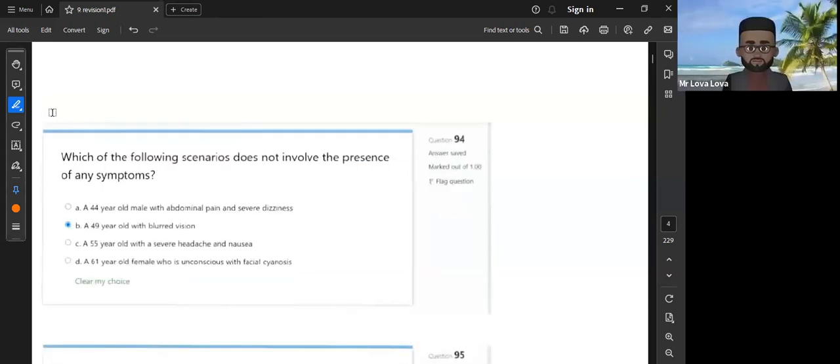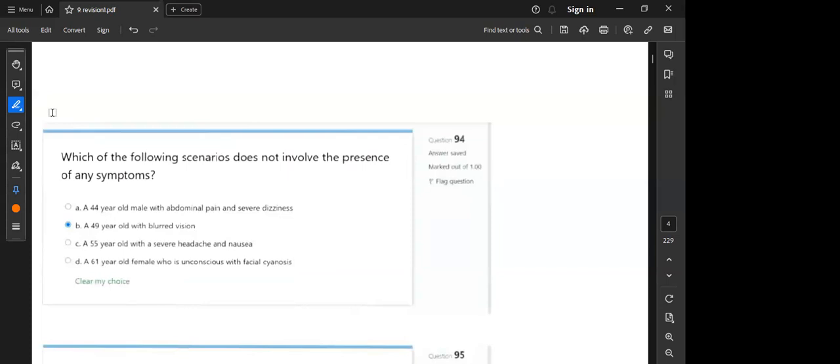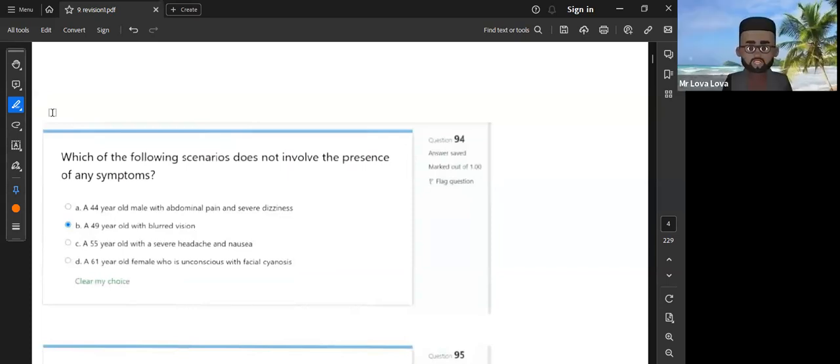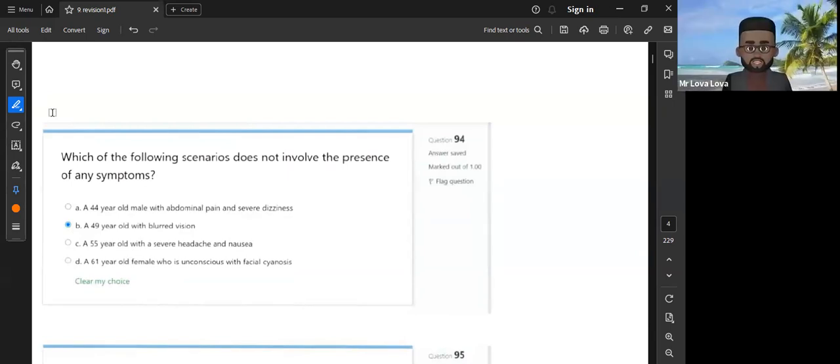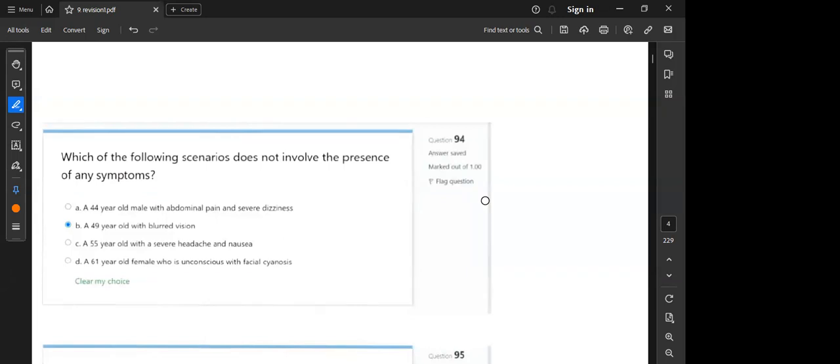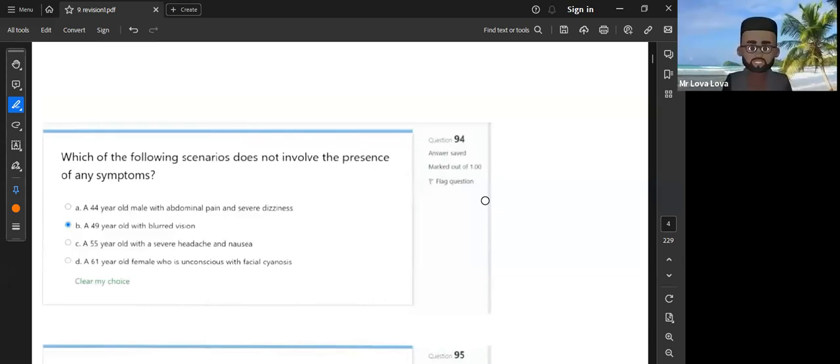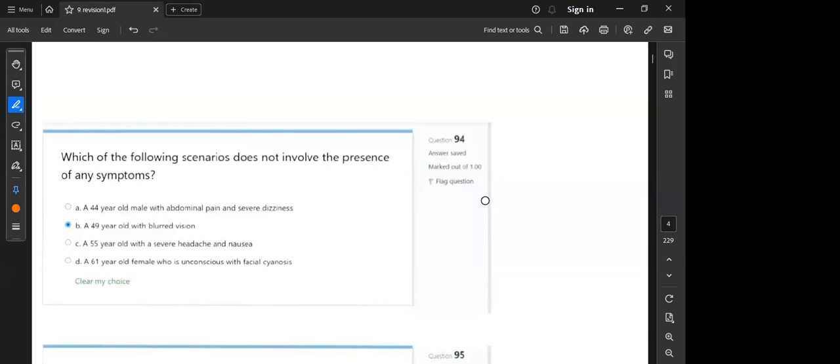Janet, I have a question. Let's say you perform the Kernig's test when you're testing for meningitis and there's a positive response. Will that be a sign or a symptom? Sign, okay, thank you. Meningeal signs, yeah.